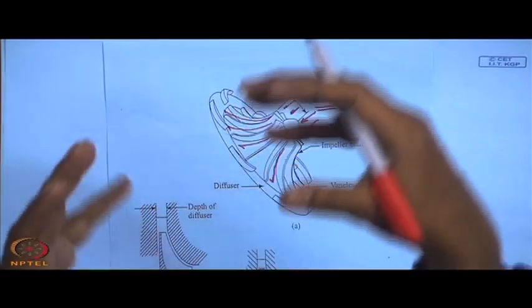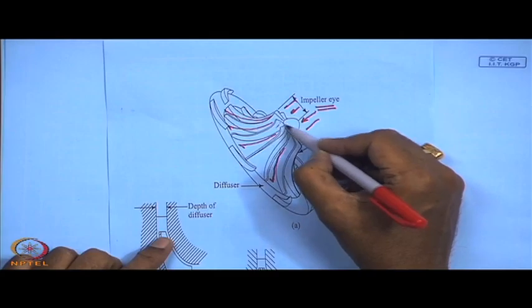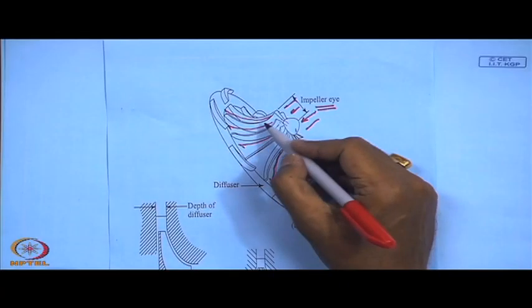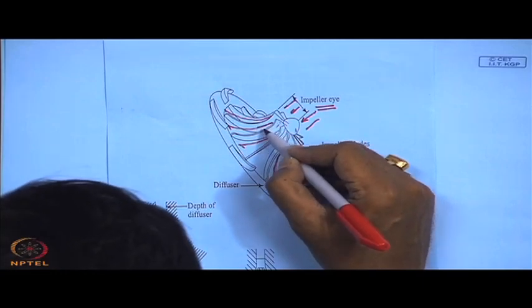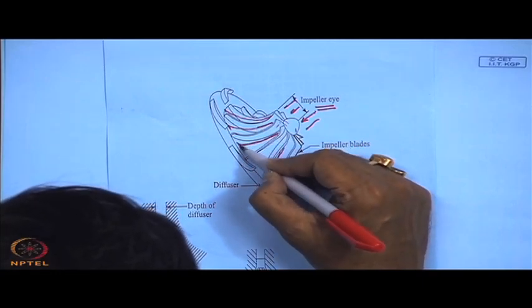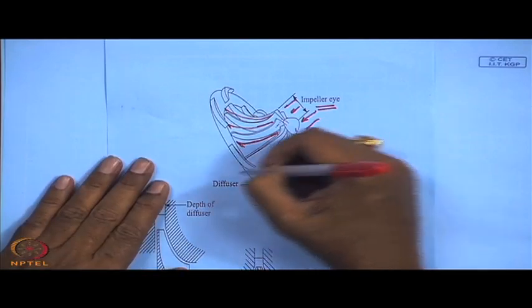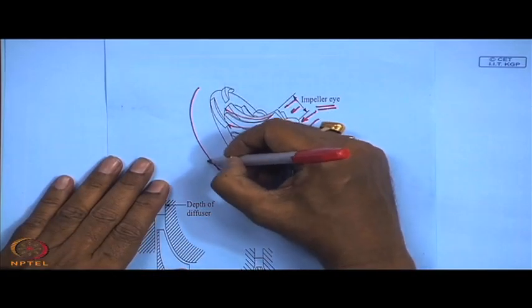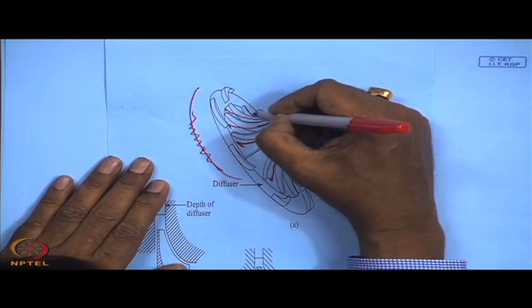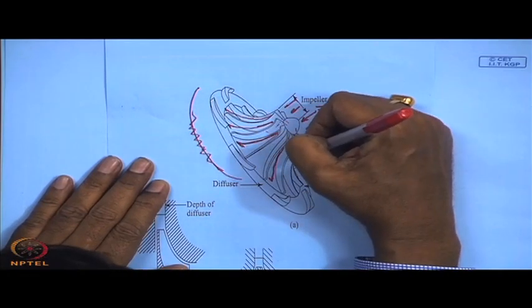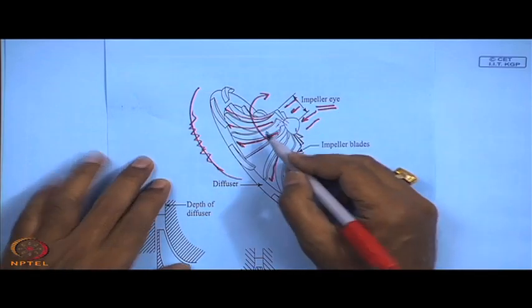Now, what happens? I tell you, the air is sucked axially by the rotating action of the impeller at the impeller eye. Here it is the impeller eye. And then the air is ultimately directed radially outwards through the rotating impeller. Okay. Now, you see here that when the air goes through this passage radially outward, and at the same time the impeller is being rotated, for example, this is the impeller, this part is rotated like this, then what happens?